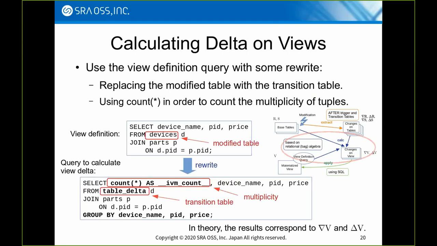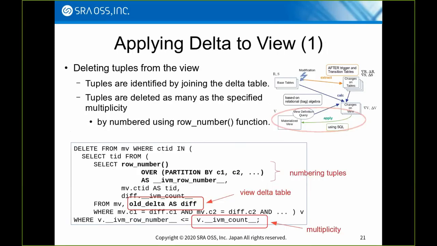When calculating deltas on views, we use the view's definition query with some rewrites. In this rewrite, the modified table is replaced with a transition table like this. And multiplicity of duplicate tuples is counted using the count(*) aggregate like this. In theory, the result corresponds to nabla V and delta V. Finally, changes on the view are applied to the view.